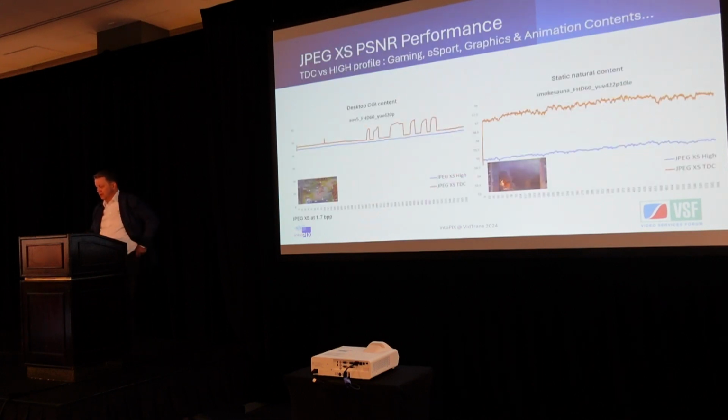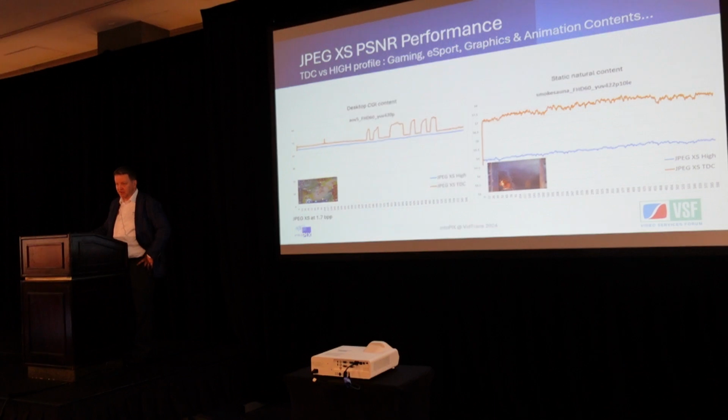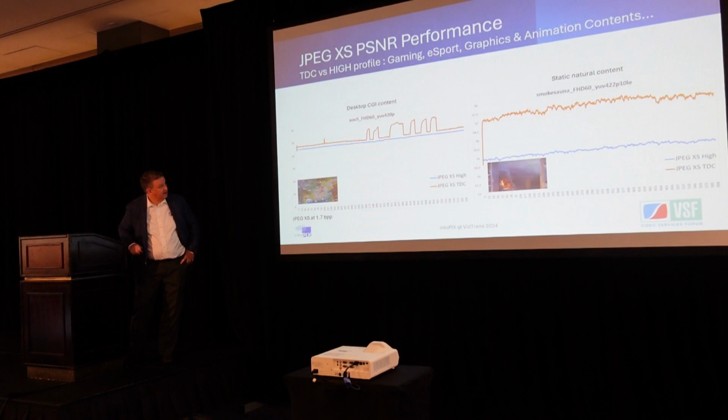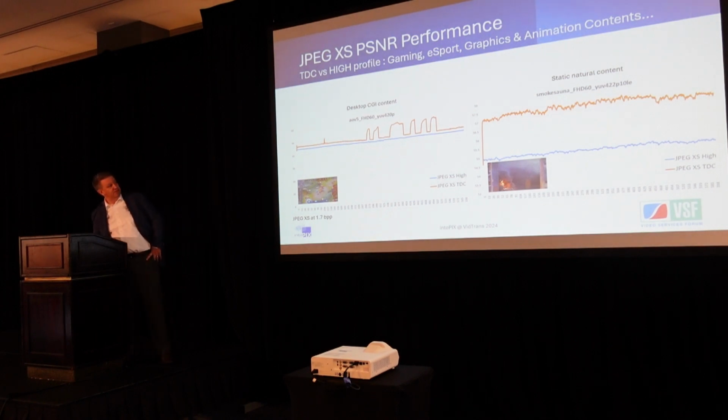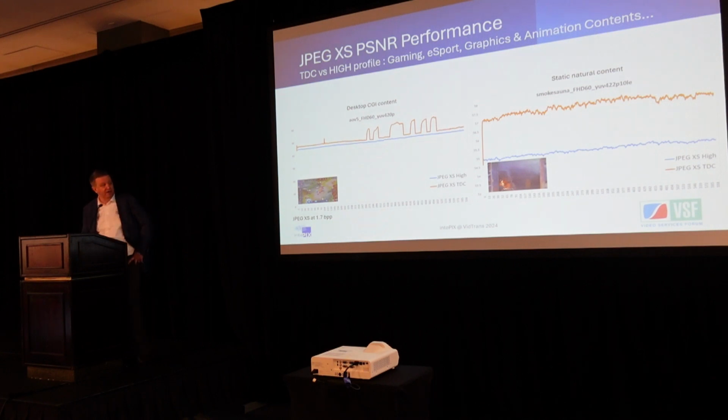So now you get to the meat of it. The blue line is going to be the high profile, and the orange line is the TDC profile. The first one we're showing there really is desktop CGI content, so this is some sort of gaming environment. And of course, when you get static stuff where it's not moving very much, you're going to get a pretty significant gain. I can't even see the numbers up here. So you go from about 45 up to 55 when it's in that static content. So a pretty significant gain there.